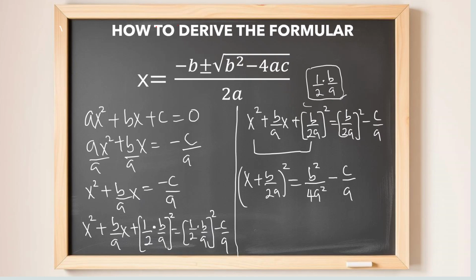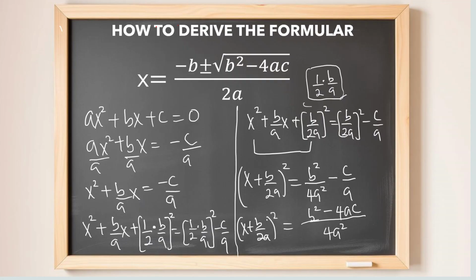Now, simplifying the right-hand side further, you can find the LCM. The LCM is going to be 4a squared. And here, we have this to be b squared minus 4ac. So this is what we have. On the left-hand side, we still have x plus b over 2a squared equals the right-hand side.